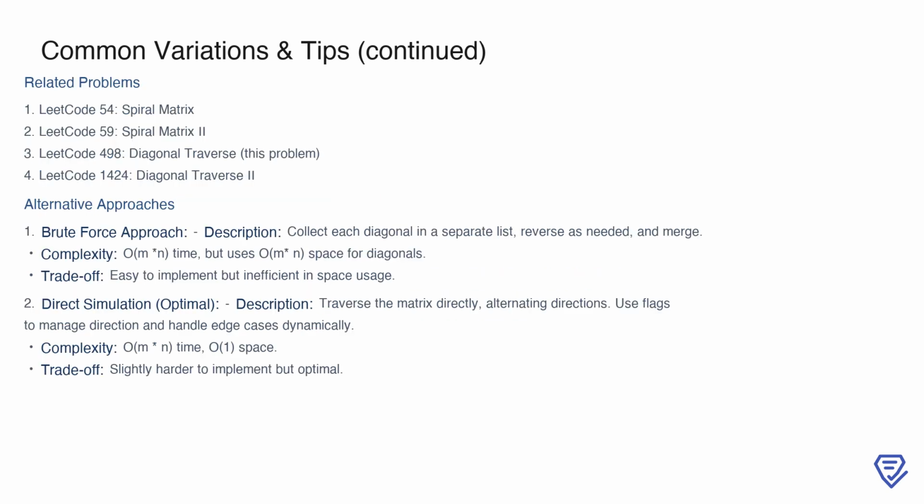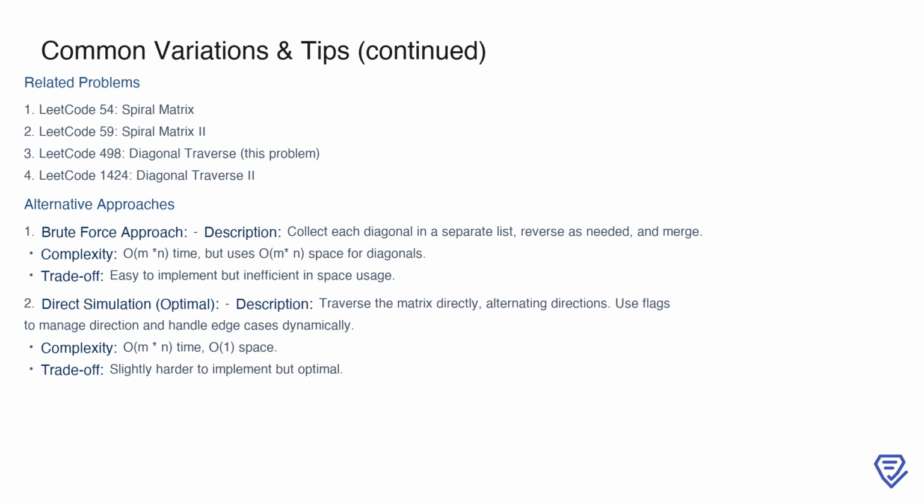There are several related problems that share similar traversal patterns. For example, LeetCode 54 explores the spiral matrix problem, and LeetCode 59 builds on that with spiral matrix 2. Meanwhile, diagonal traverse 2, listed as LeetCode 1424, is a natural extension of this problem. When comparing approaches, the brute force method involves collecting each diagonal into separate lists, reversing them as needed, and then merging them. While straightforward to implement, this approach has a time complexity of O(n) and a space complexity of O(n) due to the storage of diagonals, making it less efficient.